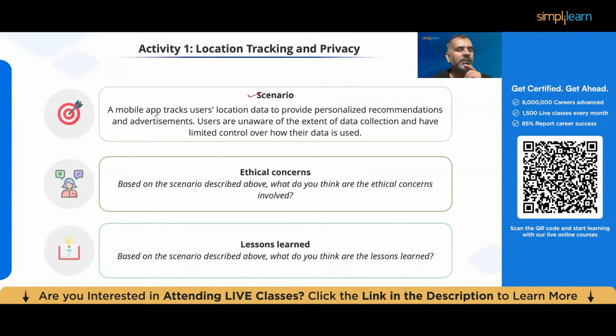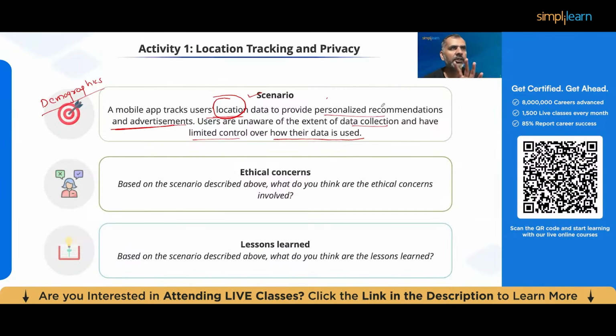where there is a mobile application that tracks user location, and that location data provides personalized recommendations and advertisements. So remember what the application is doing? It is collecting the location of the user, meaning demographic information, and using this information to provide personalized recommendations and advertisements. Users are unaware of the extent of data collection and have limited control over how their data is used. So that is the current scenario.